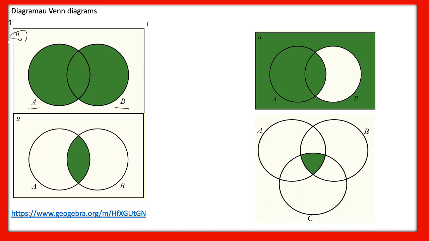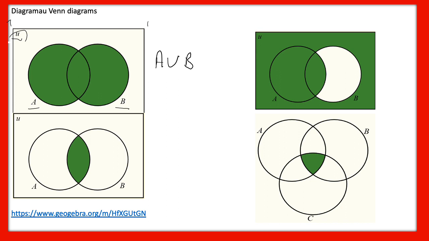So this diagram here, and there are some new notations to learn. This diagram here is the union of A and B. That's everything that's in A joined with everything that's in B. But it doesn't include the things that are outside A and B.